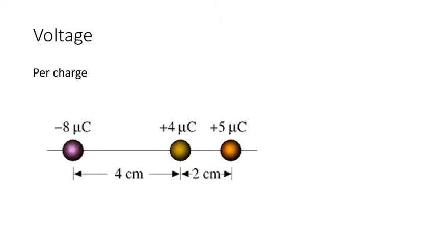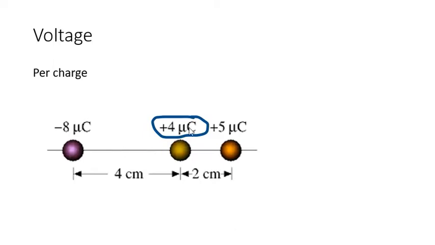The other thing is it's per charge, right? How much will the potential energy change? Well, it really depends on what the charge is of this object, right? Right now, in this example, it's 4 microcoulombs, and it's going to get pushed this way and it's going to get pulled this way.